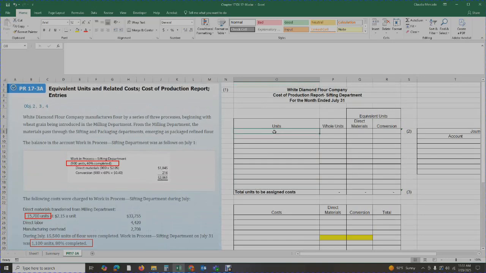Okay, so let's begin. We're going to start off with White Diamond Flour Company. We're preparing a cost of production report for the sifting department. Remember, there are 3 departments. We've got the milling, the sifting, and the packaging. So we're going to focus on the sifting department. We're going to begin with the units charged to production.